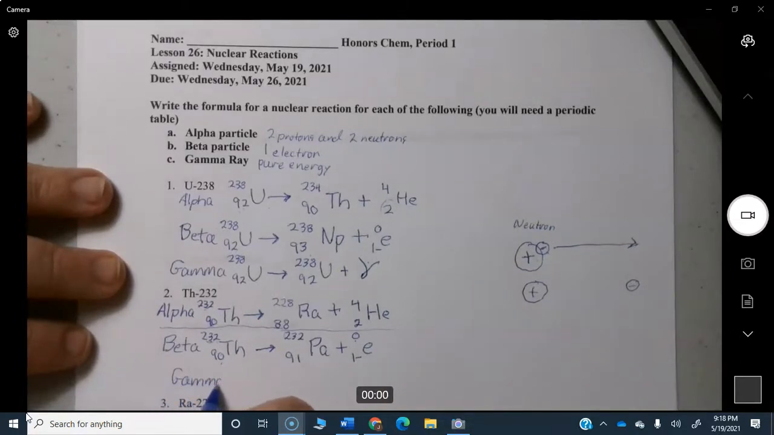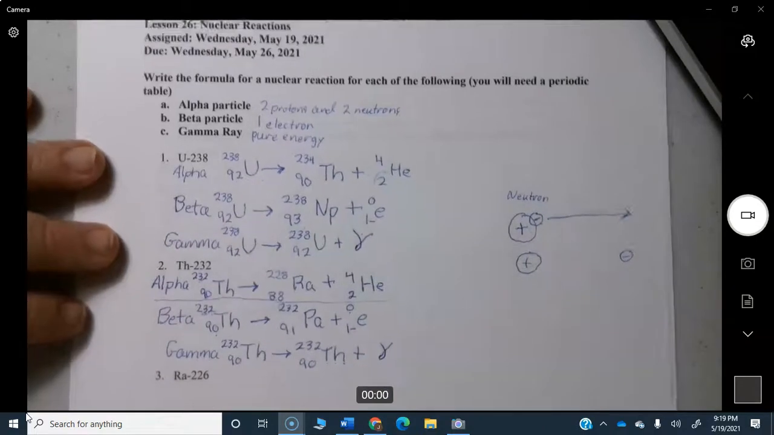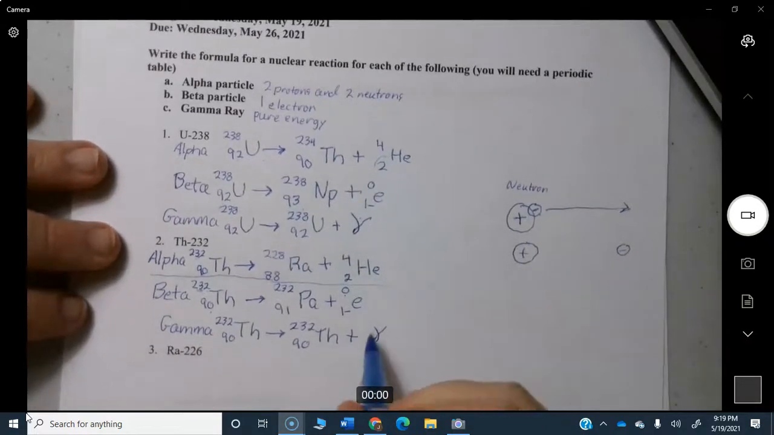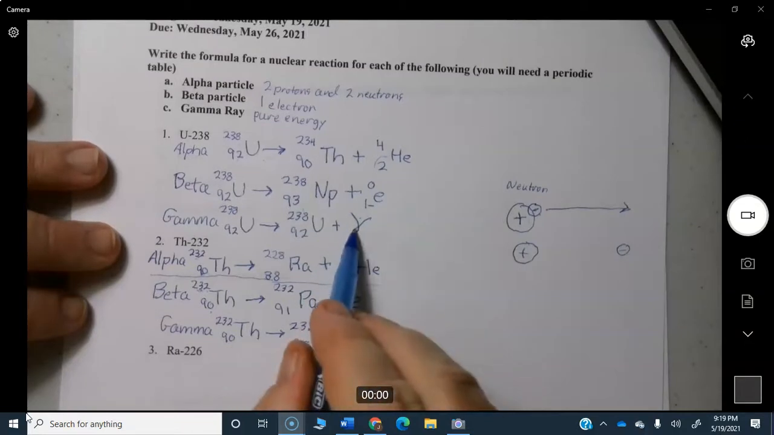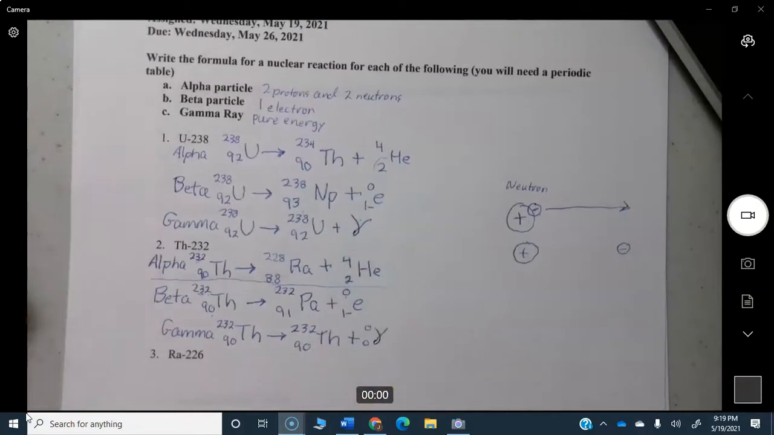Again, no mass, no charge. So that means both the mass number and the atomic number are going to stay the same, as is the element, plus the gamma ray. By the way, when you write the gamma ray, you can do it the way I did it above, or if you want to put numbers on it, since it doesn't have any mass or any charge, you can put a 0 there and a 0 there. You can do it that way, or you can just leave it like that. Either way, it doesn't matter.